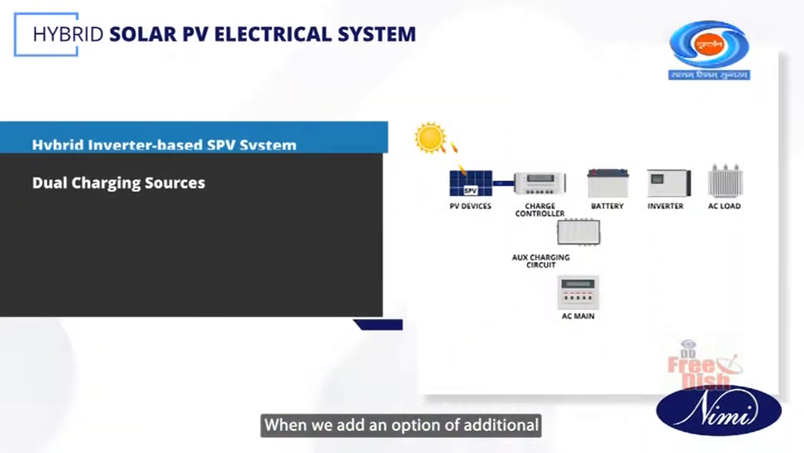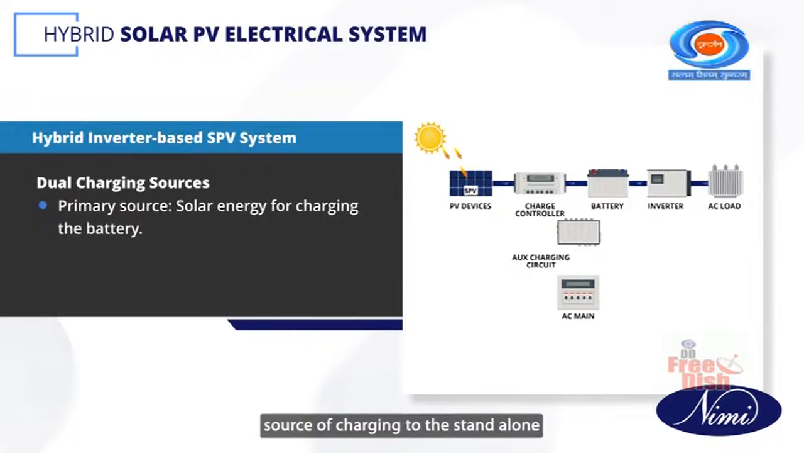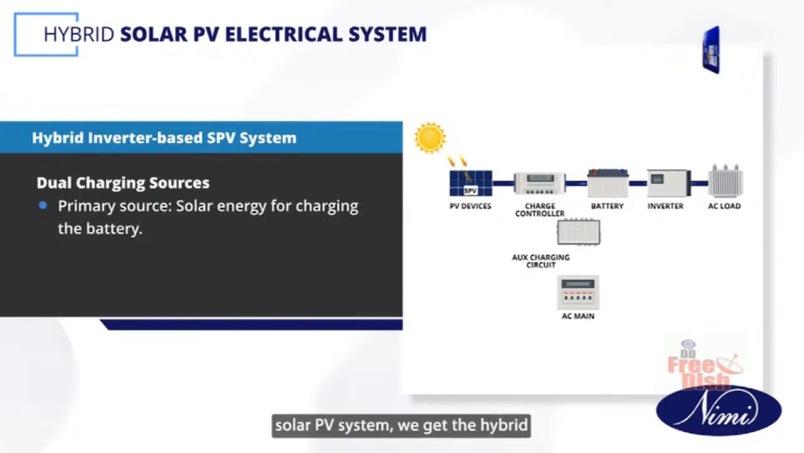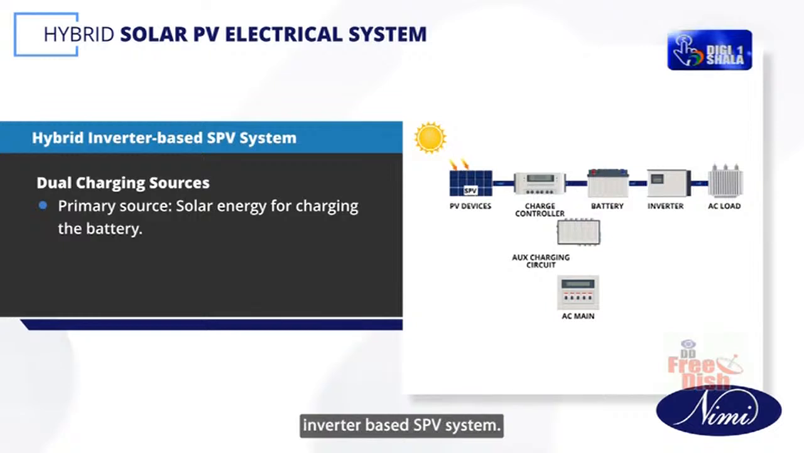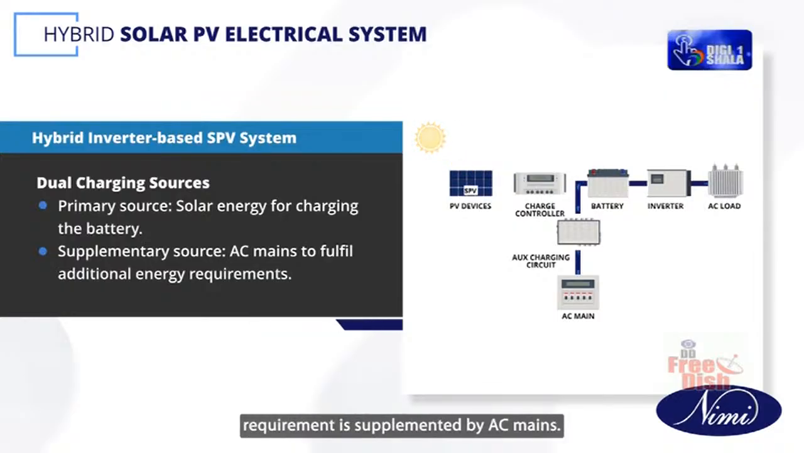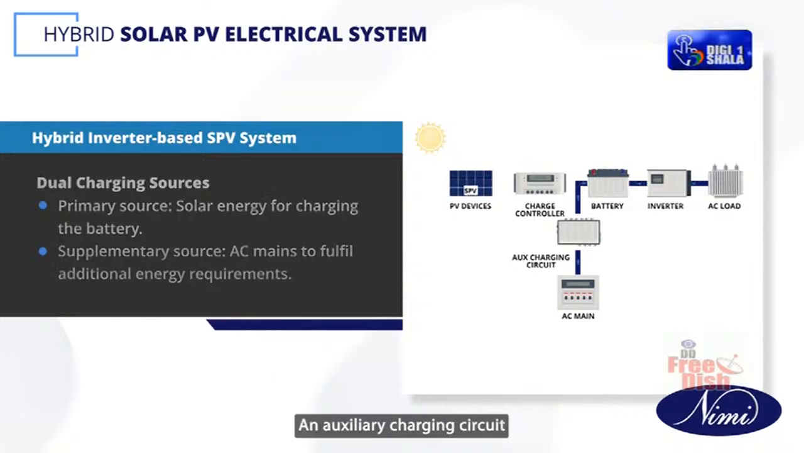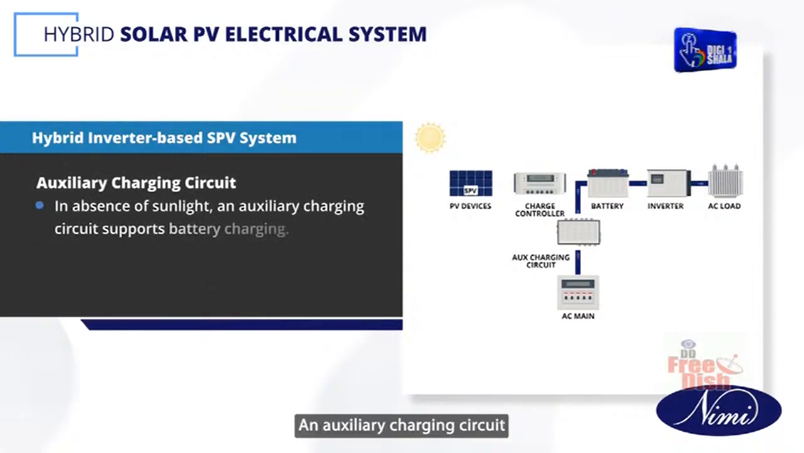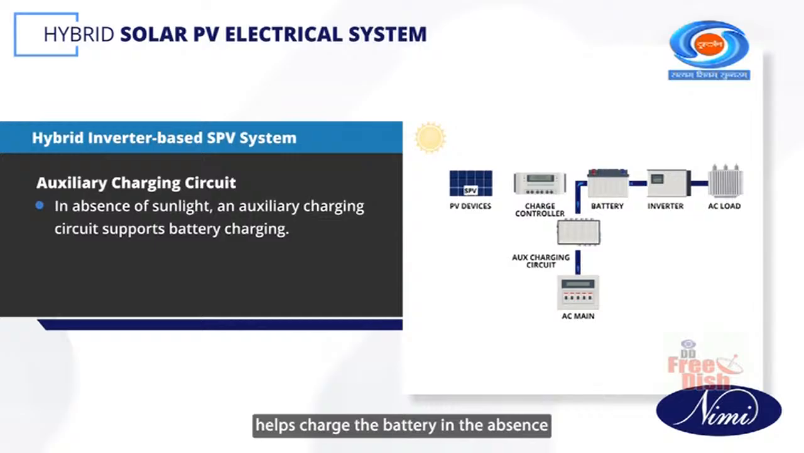When we add an option of additional source of charging to the standalone solar PV system, we get the hybrid inverter based SPV system. Solar energy is the main source for charging the battery. Additional energy requirement is supplemented by AC mains. An auxiliary charging circuit helps charge the battery in the absence of solar energy.